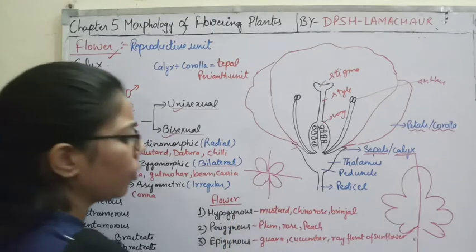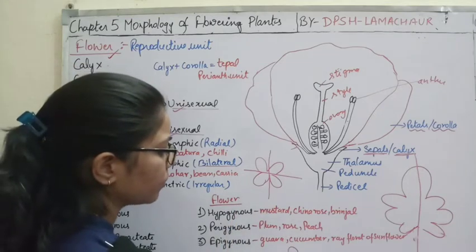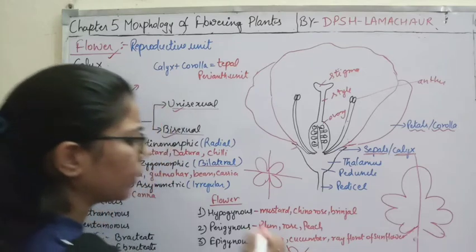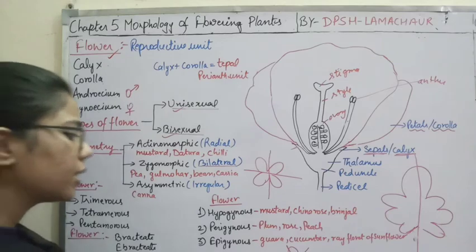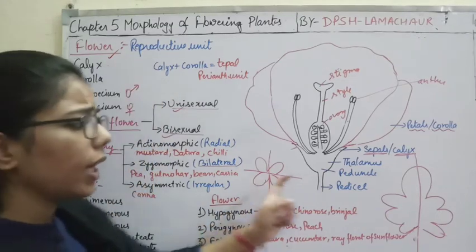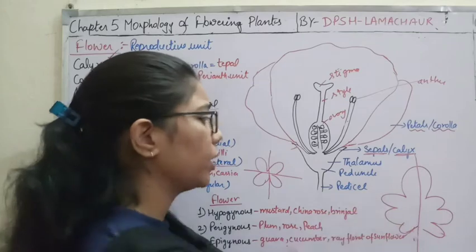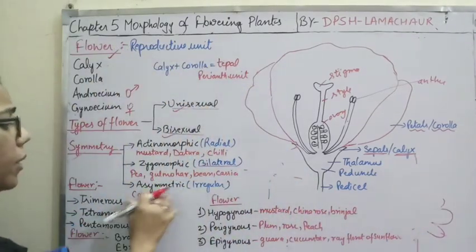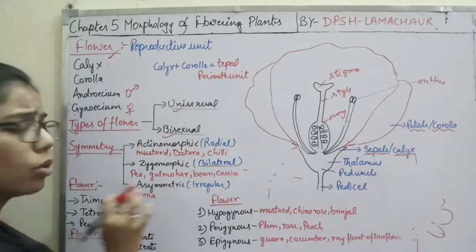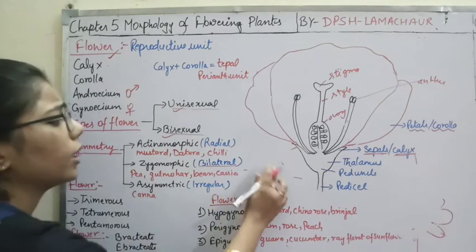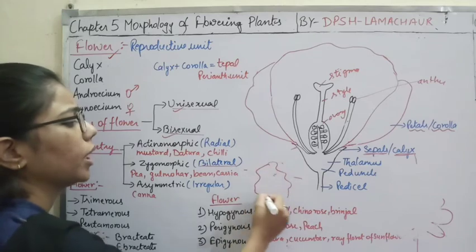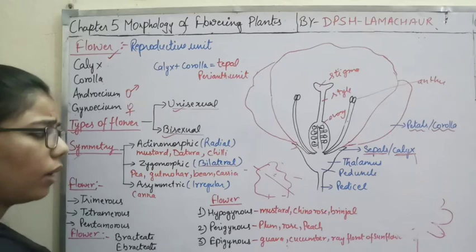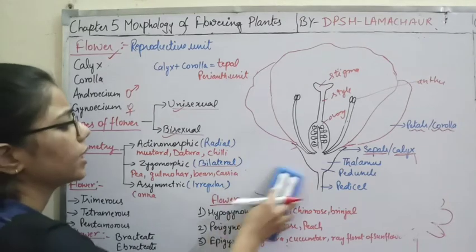And some of the forms we have seen here, like this also, we can cut like this, we can cut like this, any plane we can cut. So this is actinomorphic, and this is zygomorphic, in which only one plane is there. Another one is asymmetric. Asymmetric means we cannot cut it into equal halves, because the flower does not have any proper shape. It can be of any shape, so how will we cut it? We cannot cut it into equal halves, so this is known as asymmetric.